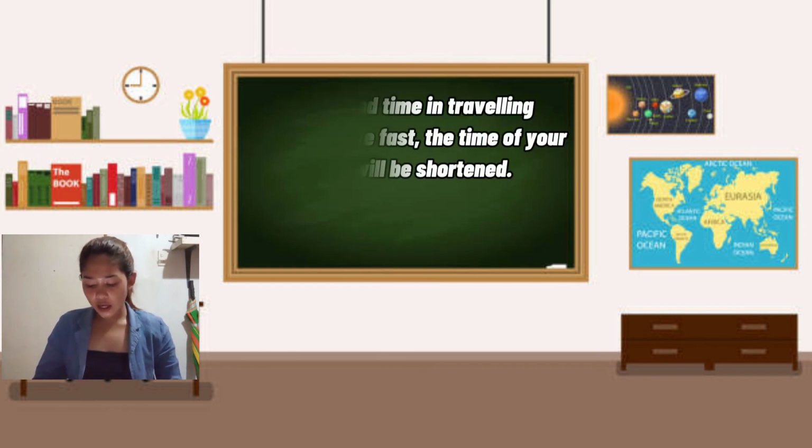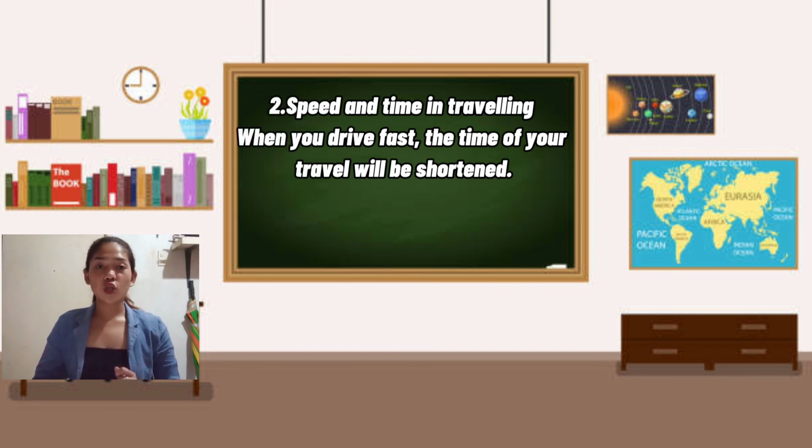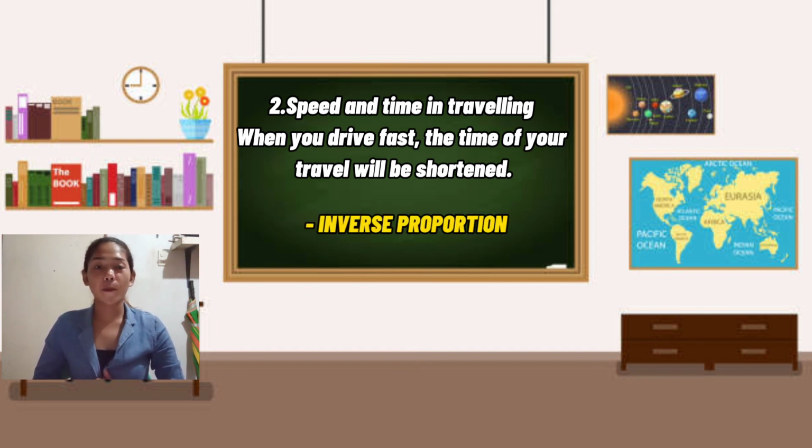Okay, and the second one is speed and time in traveling. When you drive fast, the time of your travel will be shortened. So, unsa ni siya nga klase sa proportion? Okay, Bea? Okay, good. You got it right. Yes, it is an inverse proportion.